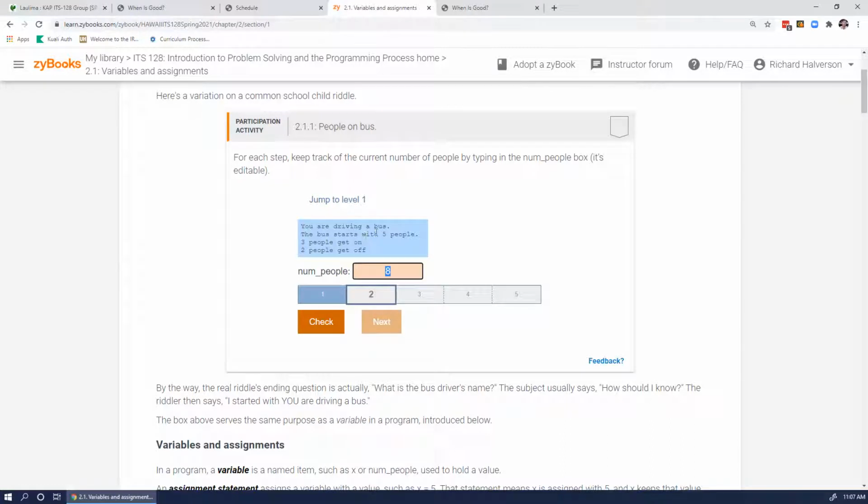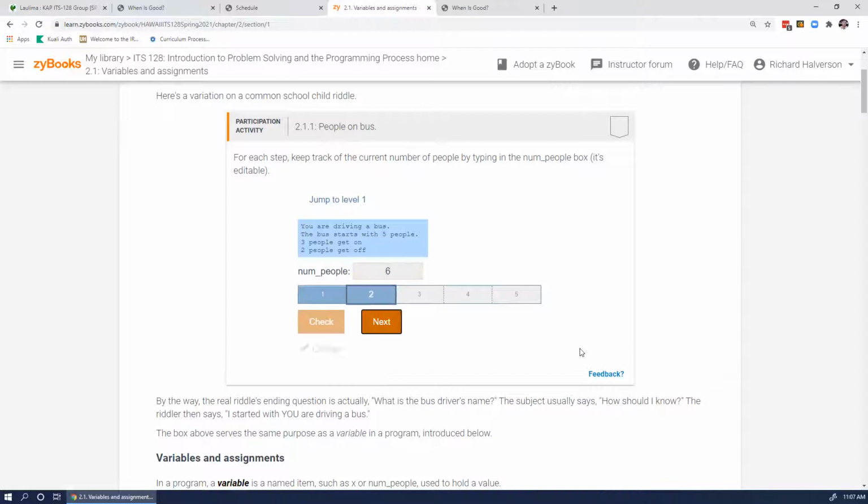3 people, okay, we're back to starting with 5 again. 3 people get on and 2 people get off. So we're at 5, 3 people get on, that brings it up to 8, and then 2 people get off, it goes back down to 6.